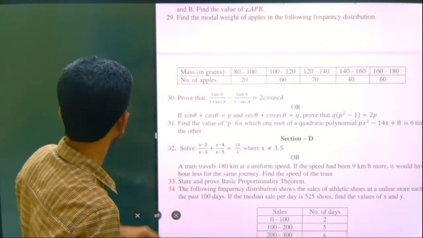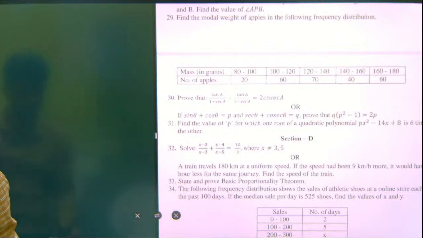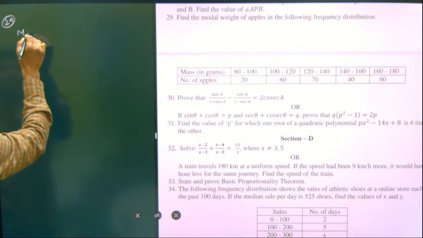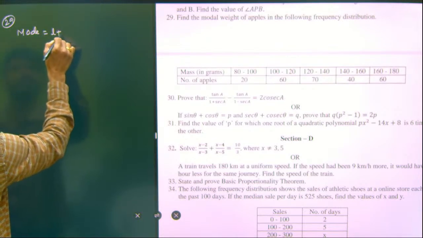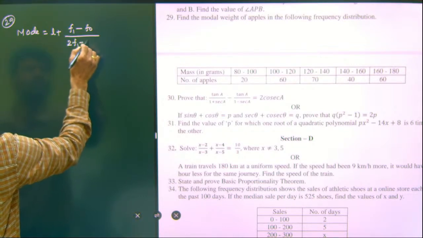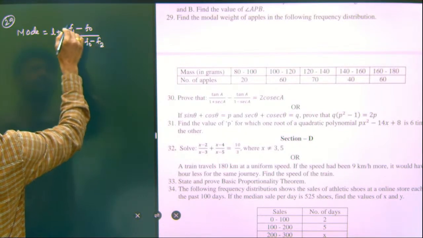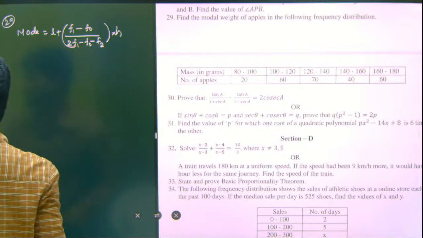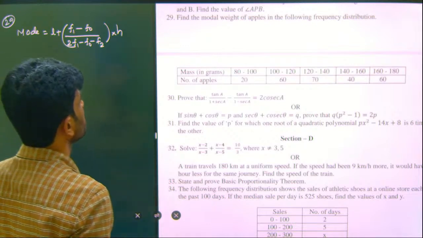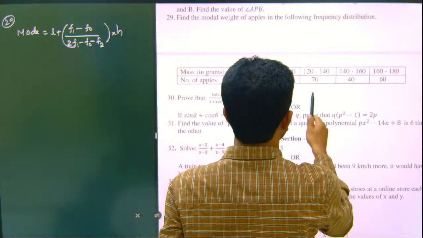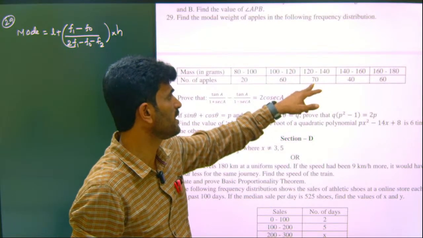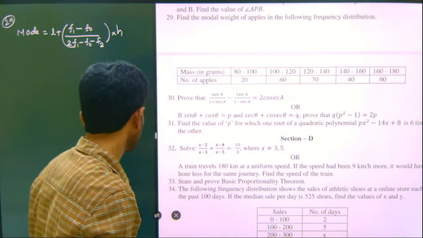Question number 29 is simple, that is to find out mode. So to find out mode, you need to know the formula. Mode is equal to L plus (F1 minus F0) by (2F1 minus F0 minus F2) into H. Now we have to list out all these values. Which is the modal class? 120 to 140, because in 120 to 140 we have the highest frequency 70. So the modal class is 120 to 140.